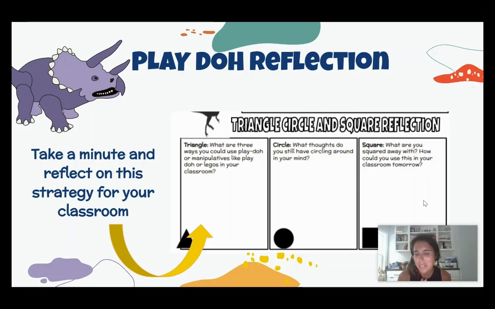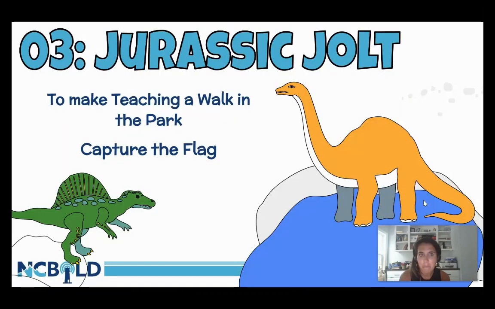All right, so here would be some time after we've had time to talk through with our partners about what we've built and why we've chosen to represent our vocabulary words that way. One of my favorite ways to reflect in our classroom is a triangle, circle, square. So triangle, what are 3 ways you can use Play-Doh or manipulatives like Play-Doh or Legos in your classroom? Circle, what thoughts do you still have circling around in your mind? And square, what are you squared away with? What do you feel good about? So I would be giving you some time to reflect and write down those reflections using our triangle, circle, and square protocol.